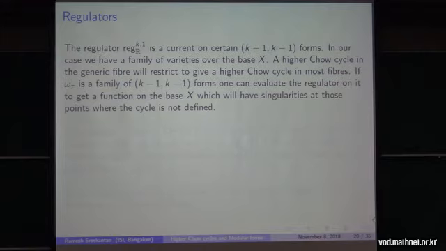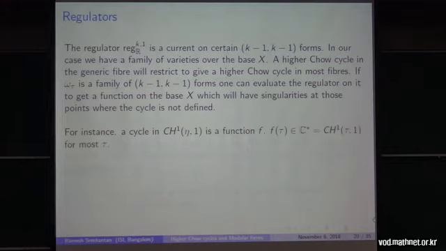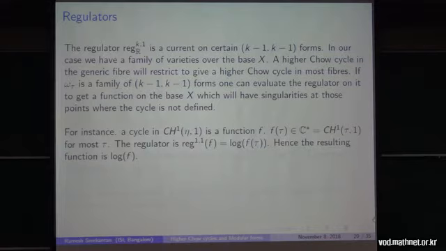If you also have a family of 1-1 forms, or k minus 1, k minus 1 forms in general, you can evaluate this regulator on it to get a function of the base, a function of tau, which will have singularities at those points where the cycle is not defined. Okay, so let's come to the example of our log. For example, if you have a cycle in Chow 1, which is a function f, then f of tau will be in C star for most tau, except when it has a divisor. F of tau is not in C star when it's either 0 or infinity, right? The real regulator is log of f of tau, and the resulting function is the analog of log of f.